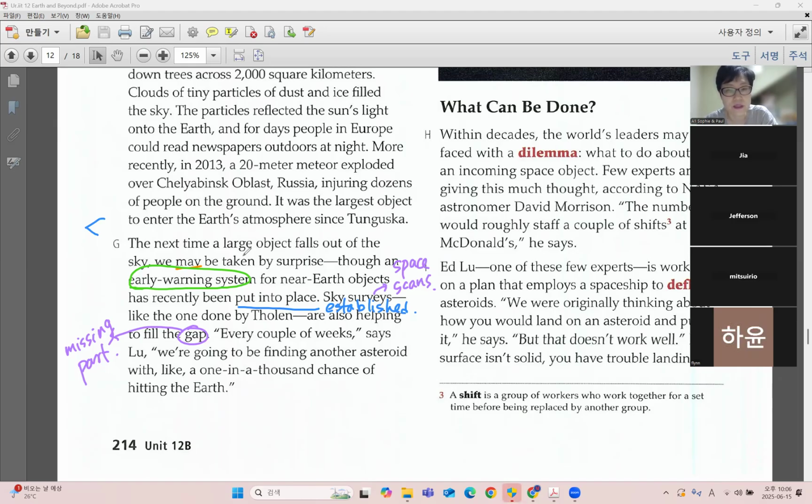So you know that because of these events, we have an early warning system. And they do sky surveys. And these are the two key things in this paragraph. Okay.